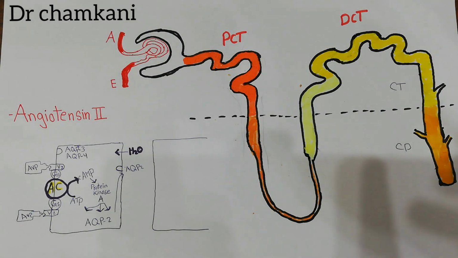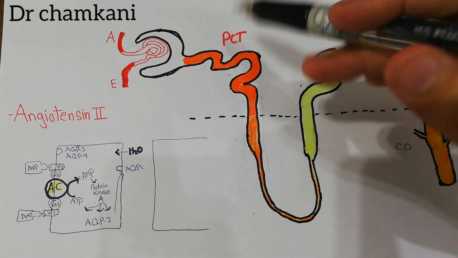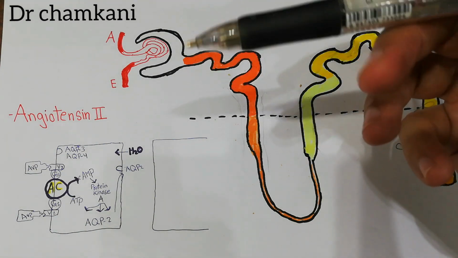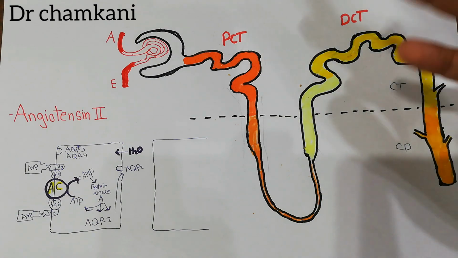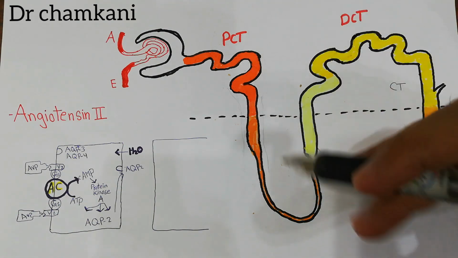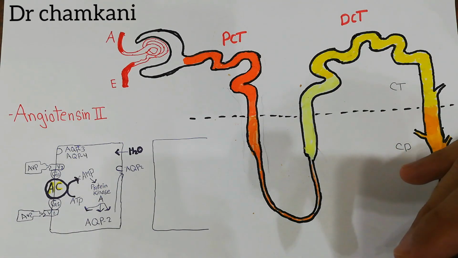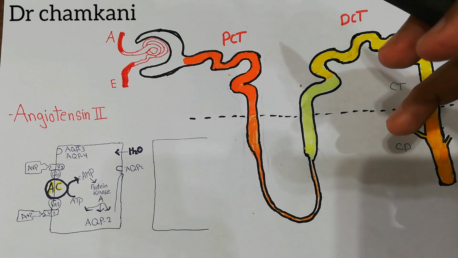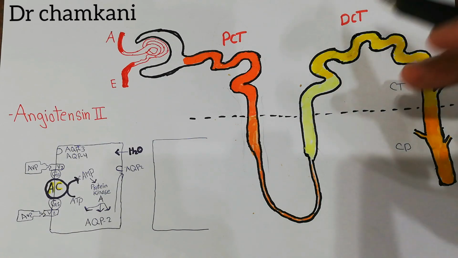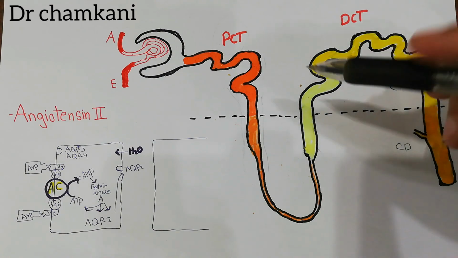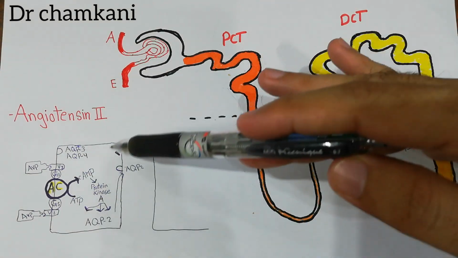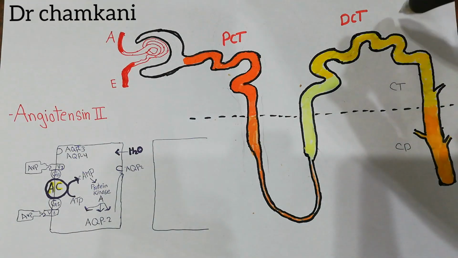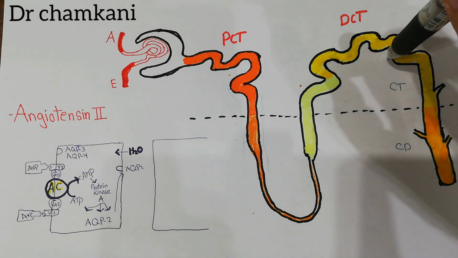There are a lot of other conditions in which there may be no release of antidiuretic hormone, which may lead to diabetes insipidus, in which a lot of dilute urine is passed because the person is unable to reabsorb water in the nephrons. Similarly, if a lot of ADH is secreted, it may lead to a lot of conservation of water, and that condition is known as syndrome of inappropriate ADH secretion.